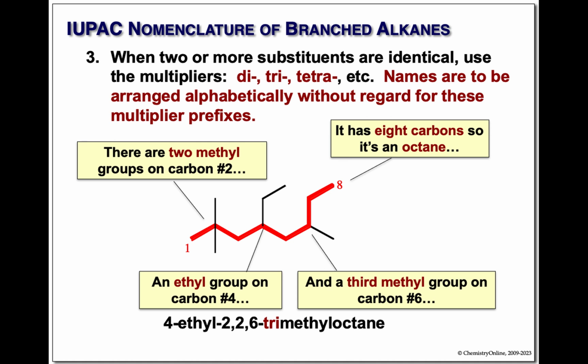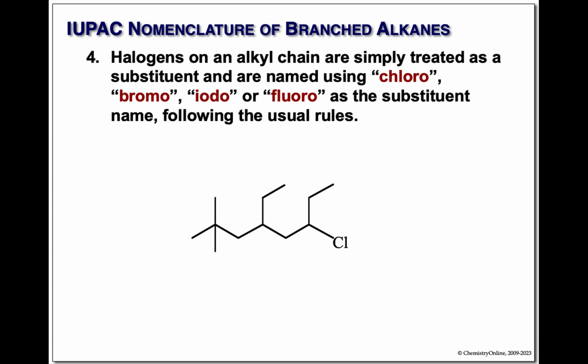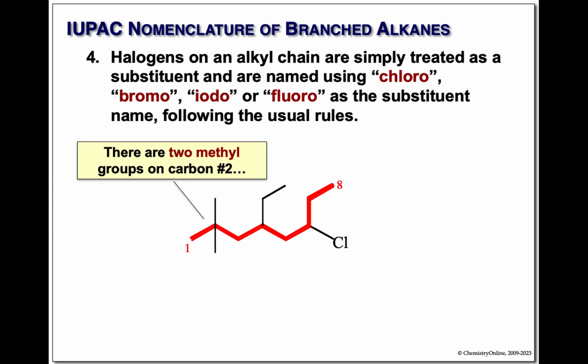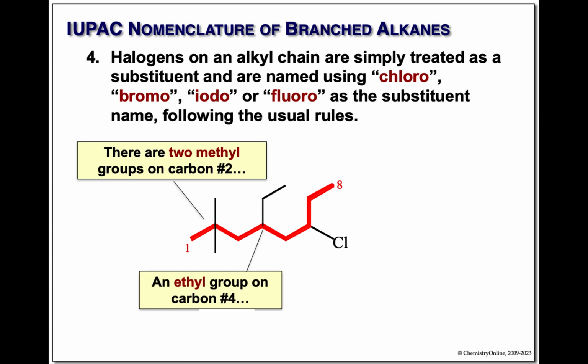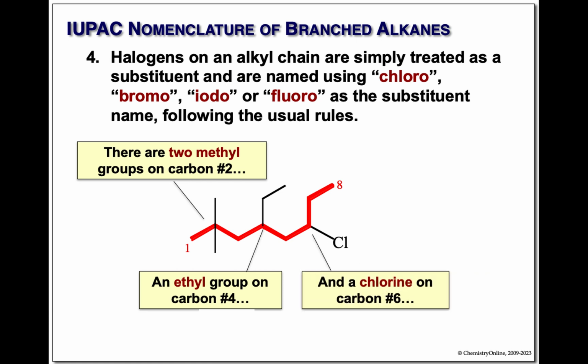Let's do another. Here we're going to take the molecule we just had, but instead of our third methyl, I'm just going to stick a chlorine on. When you have a halogen attached, it would be chloro, bromo, fluoro, iodo, whatever. So this is a chloro group. So one more time, here's our main chain. That's still carbon 1. We have 2 methyls now on carbon 2. On carbon 4, we still have our ethyl group. And on carbon 6 here, we have a chloro group.